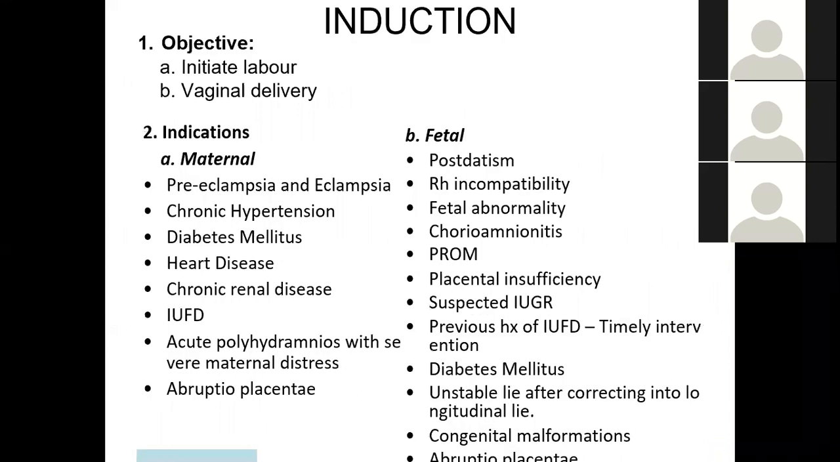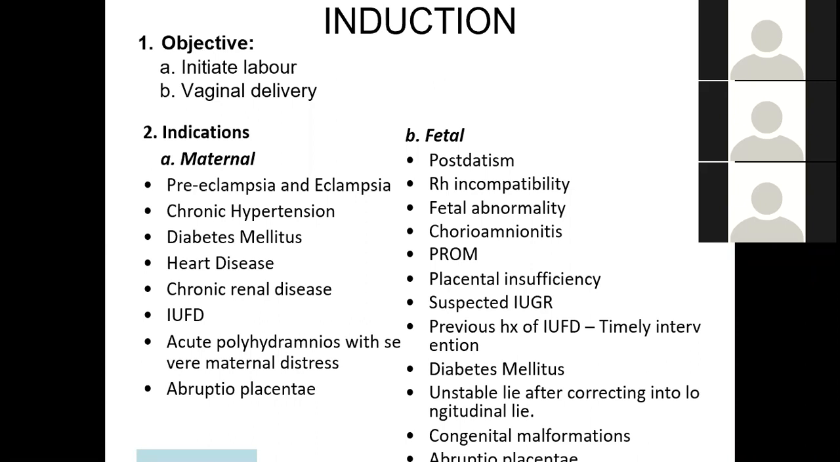So our objectives in inducing labor are to initiate labor and to achieve vaginal delivery. So we have indications for induction of labor. They're divided into maternal and fetal indications. For maternal indications, we indicate induction of labor in preeclampsia and eclampsia, chronic hypertension, diabetes mellitus, heart disease, chronic renal disease, intrauterine fetal death, acute hydramnios with severe maternal distress, and in abruptio placenta.